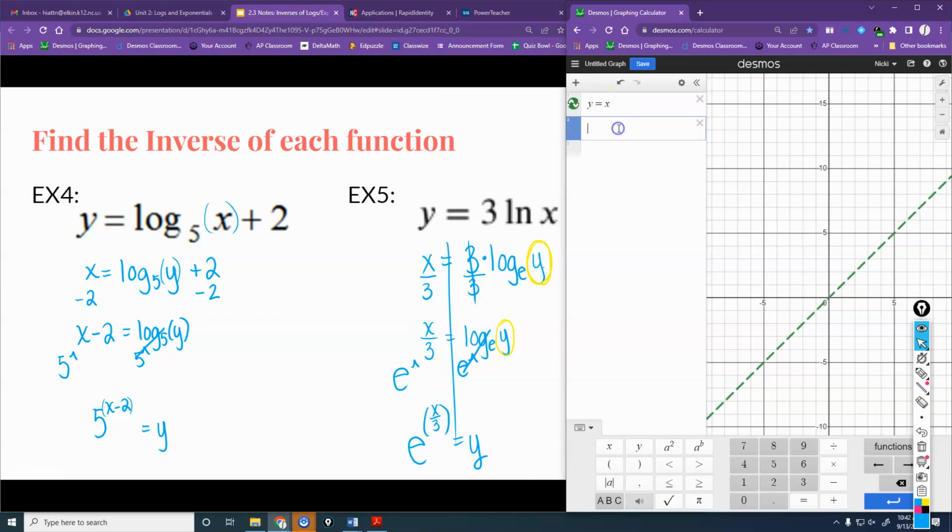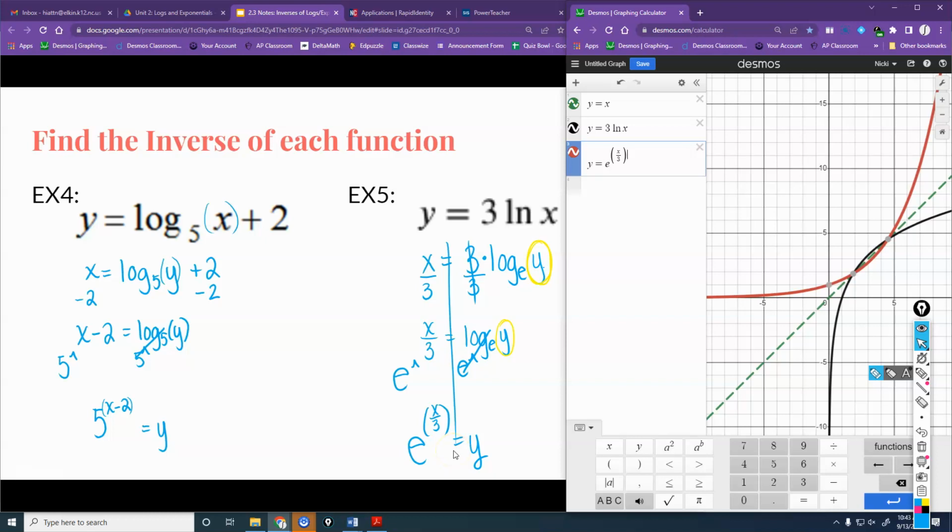So if I check that over here, we would type in our first y equals 3 ln of x, and then we would type in y equals e to the, you're definitely going to need some parentheses here, x divided by 3. And does that look symmetric? Does it look like we could fold it in half on that dotted line? Looks pretty good. So we would say that's correct.